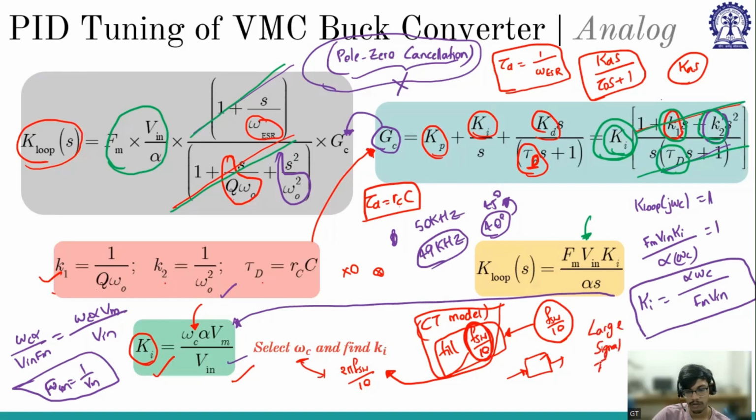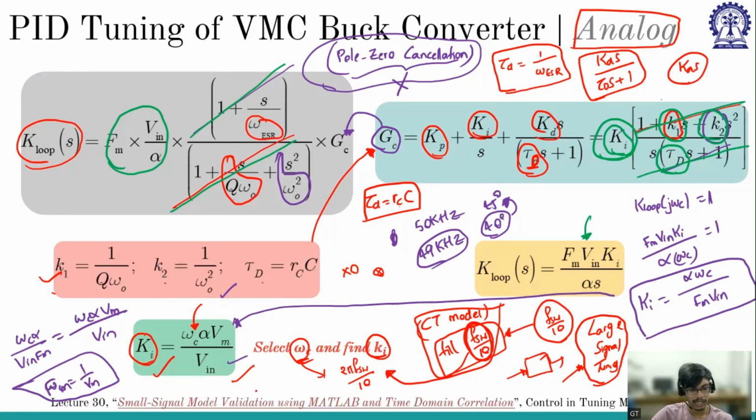Okay, that we'll be discussing today, but I think we are running late, so maybe I cannot discuss this large signal delay. We'll see. So this is omega c and ki. First we'll choose omega c, then we get ki, k1, k2, tau d. We substitute in GC and we get the transfer function. So this is all about analog. Again, it is in lecture 30, so if you want further details, you can go to this lecture.